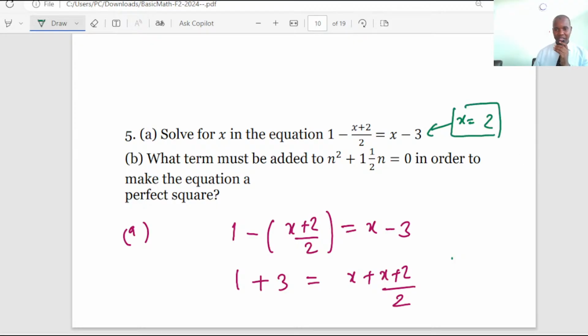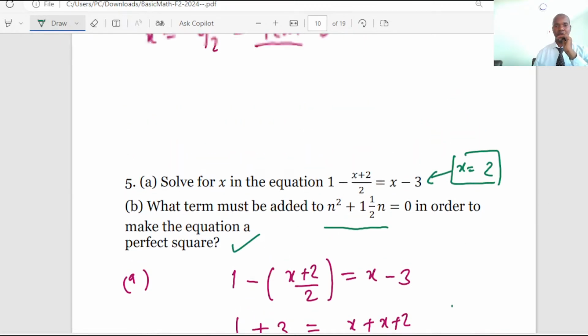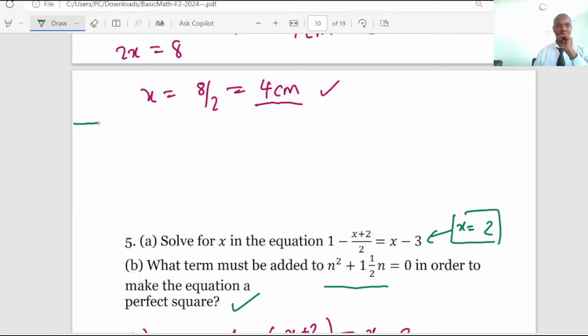So that is 5A, and the marks allocated to this question again is 5 marks. Going to 5B, what term must be added to n square plus 3 over 2n equals 0 in order to make the equation a perfect square? So we're looking for a number to be added. I'll be solving the question here. So this is 5B.